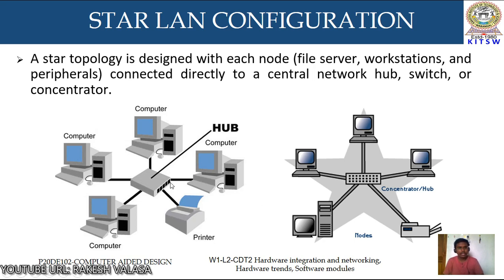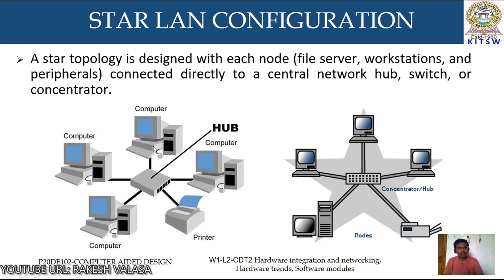Here, data on a star network passes through the hub, switch, or concentrator before continuing to its destination. The hub, switch, or concentrator manages and controls all functions of the network. It also acts as a repeater for data flow. This configuration is common with twisted pair cable. However, it can also be used with coaxial cable or fiber optic cables.